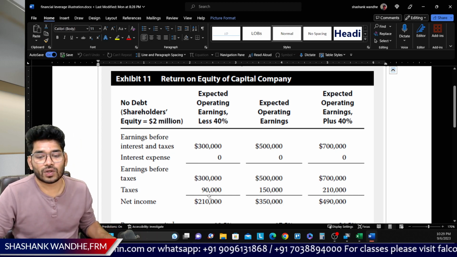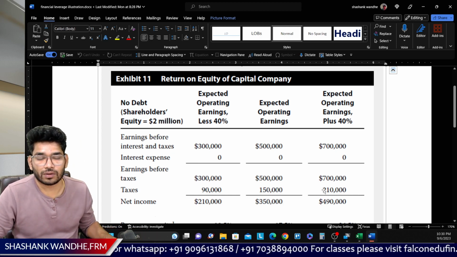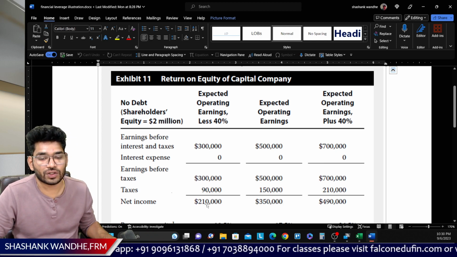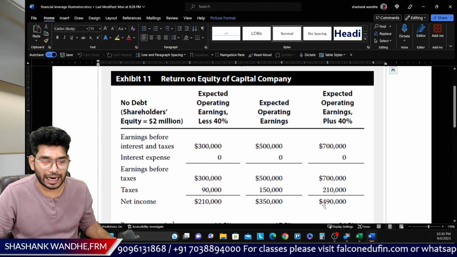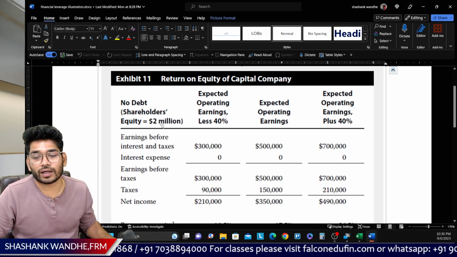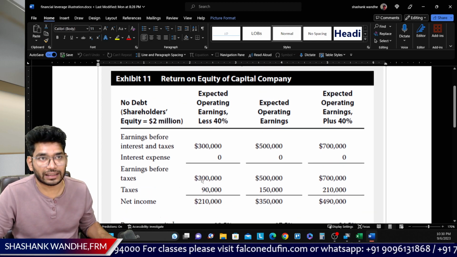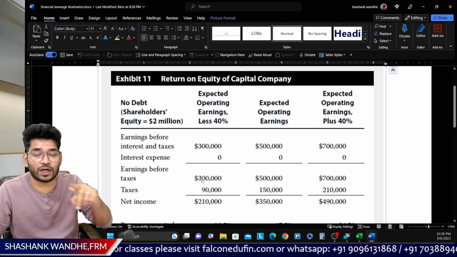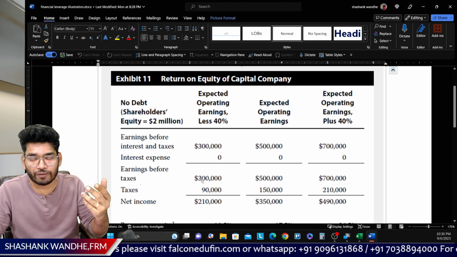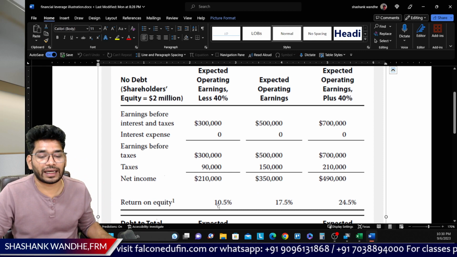After 30% taxes, we get 90,000, 1 lakh 50,000 and 2 lakh 10,000. The net income is 2 lakh 10,000, 3 lakh 50,000 and 4 lakh 90,000. Your capital investment is 2 million and your net income is 2 lakh 10,000. So 2 lakh 10,000 divided by the capital investment of 2 million gives the return on equity, which in this particular case is 10%.